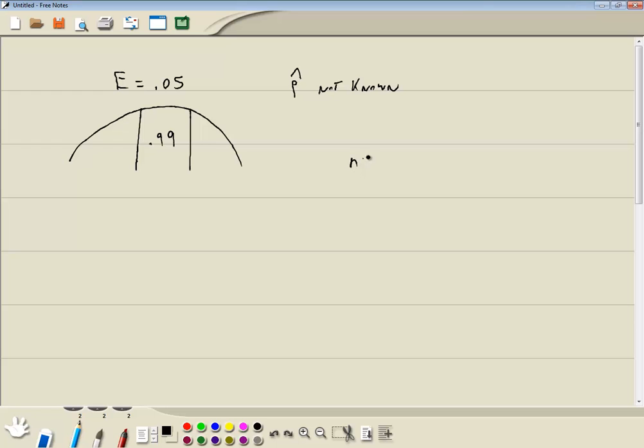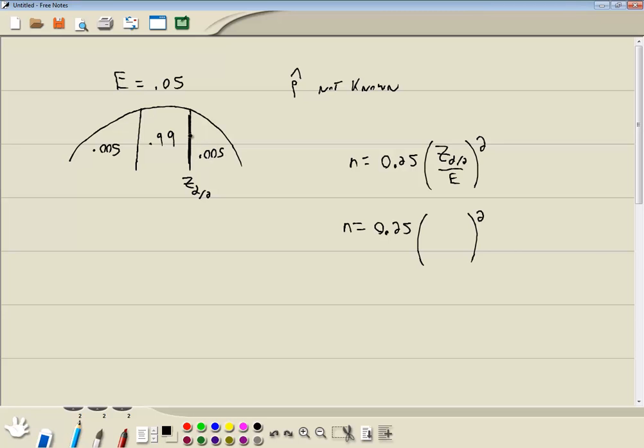Now the formula is n is equal to 0.25 times z alpha divided by 2 over E, squared. Now we've got 0.25, but we need to find this z-score here. Where that z-score comes from is this value right here. Again, that's not a 2, that's alpha, so z alpha divided by 2. And if 99% is in the middle, that means we're going to split 1% into the tails, so I'll put 0.005 here, and I'll put 0.005 here.